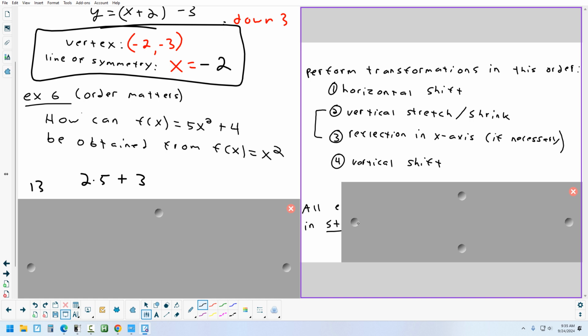And if you're looking at that and you're wondering, well, where would something like horizontal stretch come in? We didn't really do that with parabolas. We will later on. But a horizontal stretch would come in right here. You do all your horizontal stuff first. You do all your vertical stuff last. For this lesson, you only have to worry about 1 through 4.